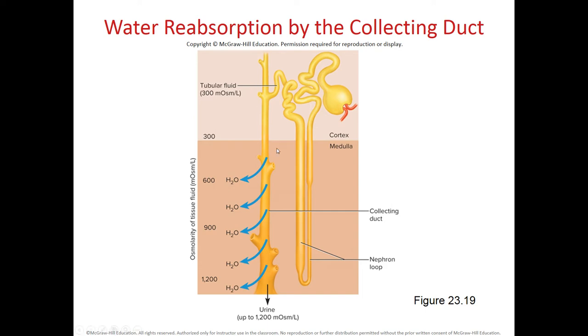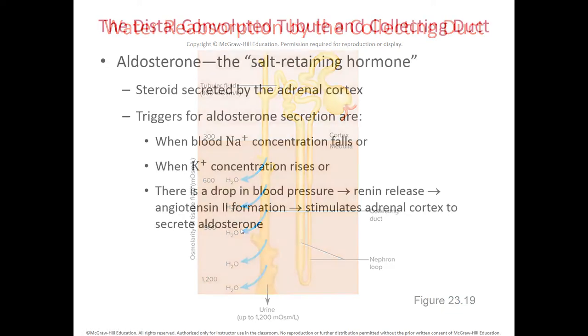And again, one of the major functions of the collecting duct is to concentrate urine by having a lot of reabsorption of water, because you have increased here the salinity or the concentration of sodium chloride outside of this collecting duct in the medulla. So in the medulla is where we reabsorb most of the water, and then we can concentrate the urine.